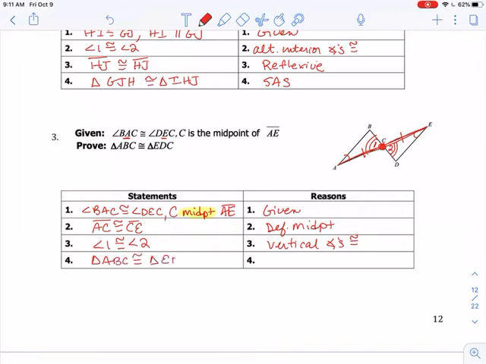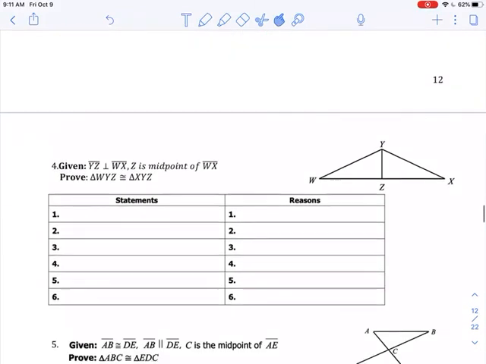And then again, my last step is always what I'm trying to prove. So triangle ABC is congruent to triangle EDC. And look at your picture. I have 2 angles and one side. The side is between the 2 angles, so it's angle side angle.